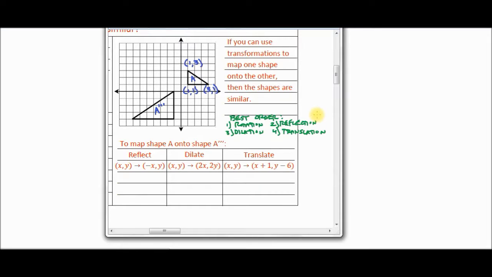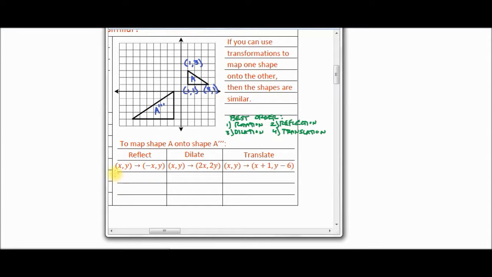Now, sometimes you don't need rotation. Sometimes you don't need reflection or dilation. In this case, I can tell you right now, there is no rotation here. There definitely is a reflection, and there definitely is a dilation, and it looks like there's probably a translation as well. Let's go through these. To map shape A onto shape A triple prime, I figured out the first thing I wanted to do was reflect. And I want to reflect the shape A across the y-axis. So I'm going to do that right now. In my notes here, I wrote the word reflect, and I wrote the transformation notation to reflect across the y-axis.